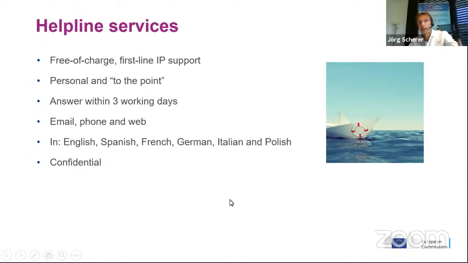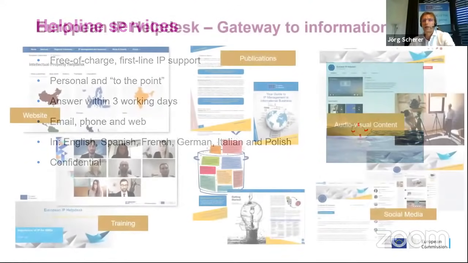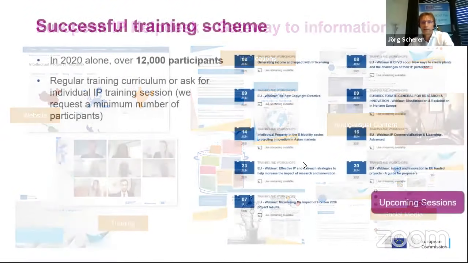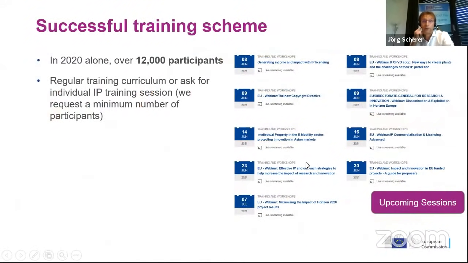It is first-hand information, but it might be very helpful to get you through IP issues in your Horizon 2020 or Horizon Europe project. But it's not only about the helpline. There are many other services: the helpline, the publications, training. For example, only last year, we had more than 12,000 participants in our training scheme. So it's really a regular scheme.